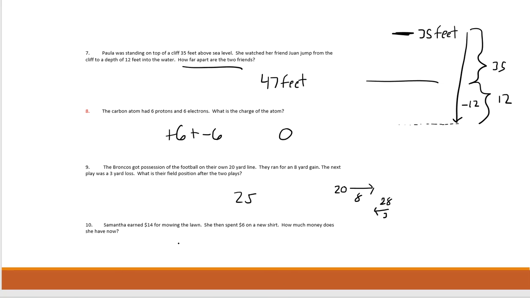Okay, last one. Samantha earned $14 for mowing the lawn. She then spent $6 on a new shirt. How much money does she have now? So if she had 14 and she spent 6, she now has $8.